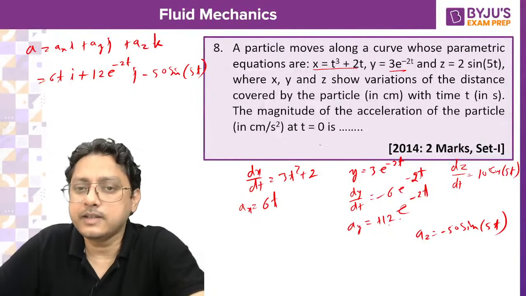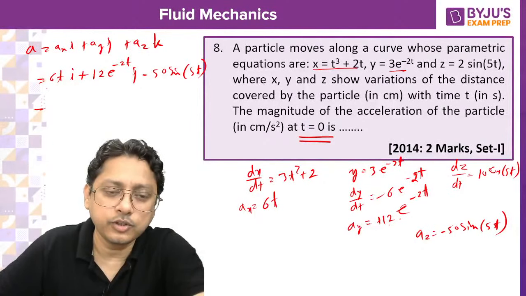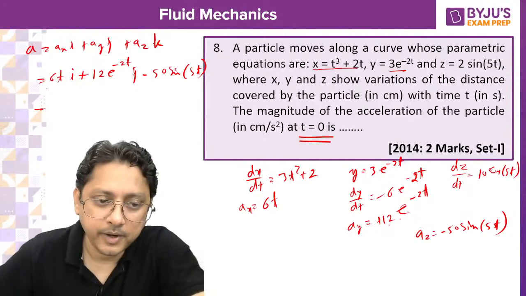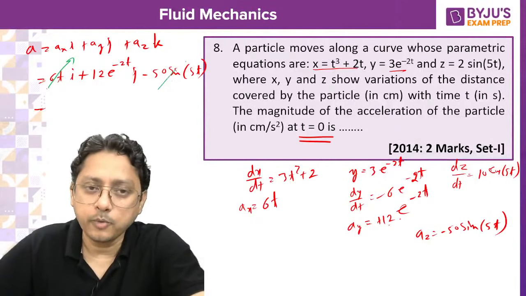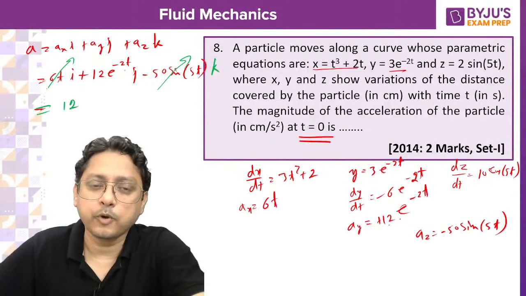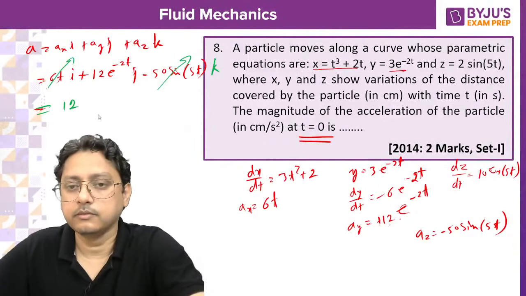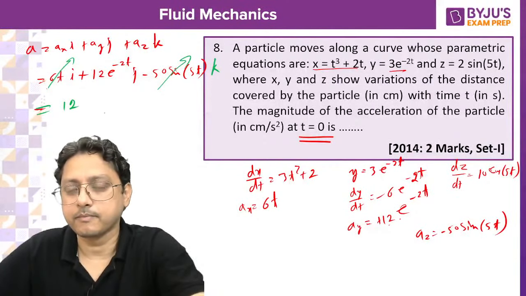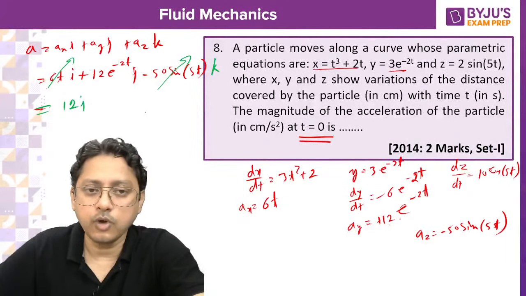Now he's asking what is the magnitude of the acceleration at t equals 0. Put t equal to 0, that's all. At t equal to 0, the x component will go away, isn't it? Because here t is present. Sine 0 also will become 0, so this k component also will go away. Only you will be getting 12 e raised to the power 0, it will become 1. So 12, that's all. So the magnitude of the acceleration will become 12.